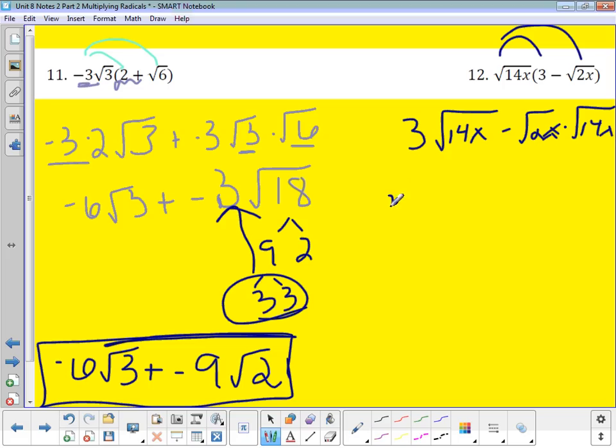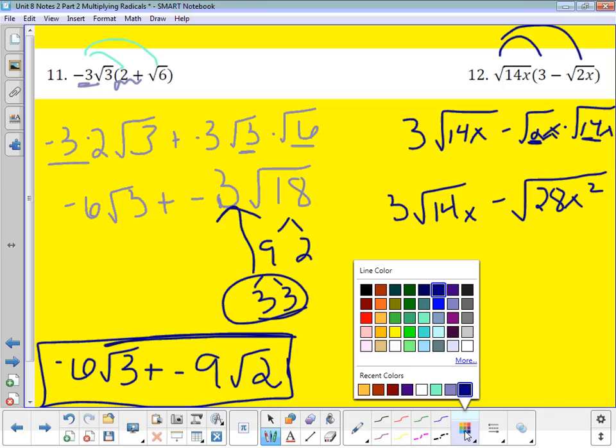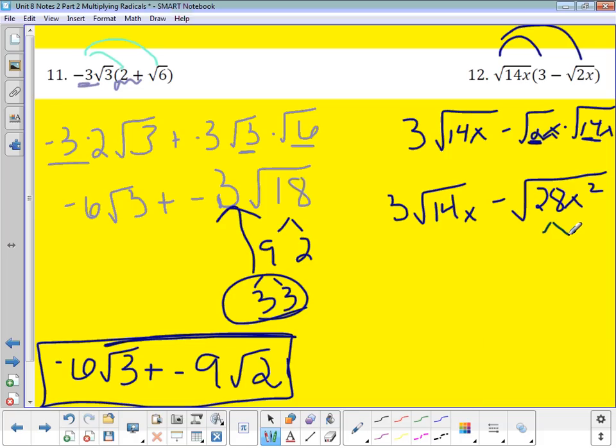Okay, so then here we have 3 square root of 14x. And now for this one, I'm going to multiply underneath the radical. So 2 times 14 gives me 28. x times x is x squared. All right, so let's go ahead and break down 28. We can break that down into 4 and 7. 4 breaks down to 2 and 2. And then notice we have 2 x's, which are also going to be a pair.